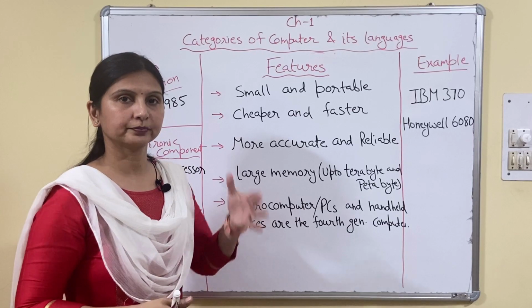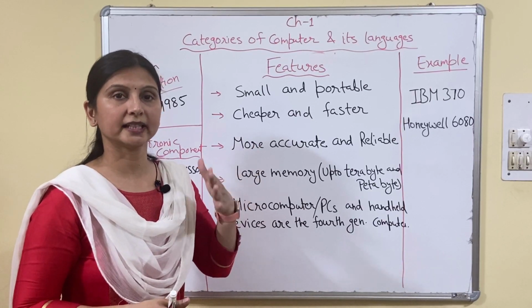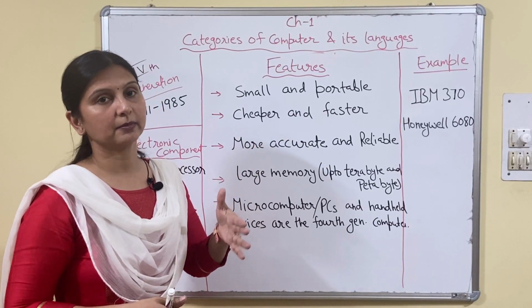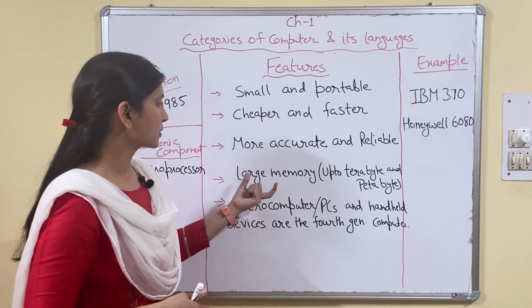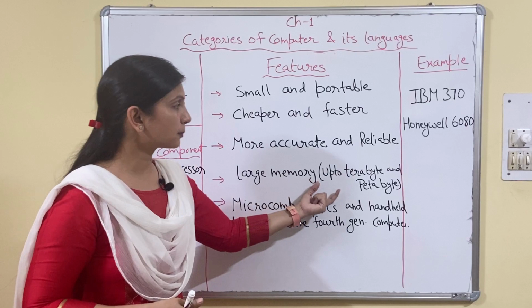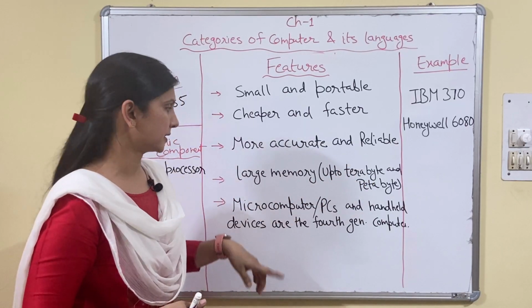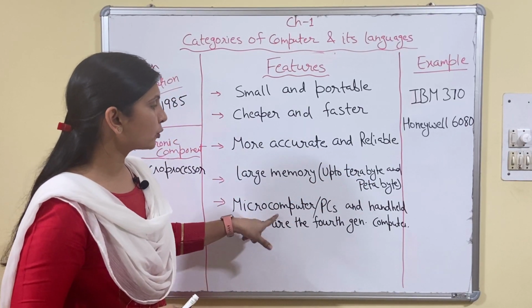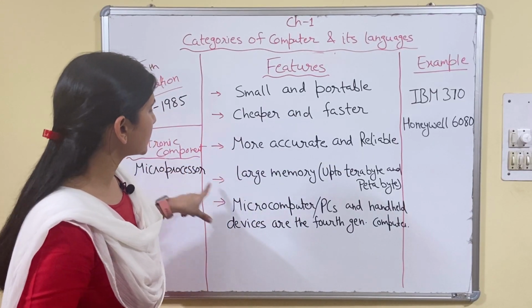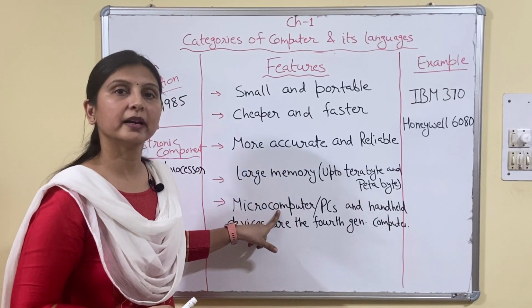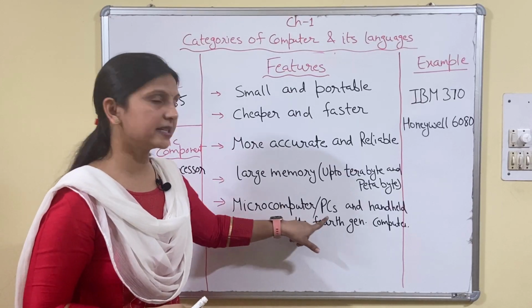I hope you know byte, kilobyte, megabyte, gigabyte. Then after gigabyte, it's terabyte, petabyte. Fine. So it has the large memory up to terabyte and petabyte. Then microcomputer, as the name indicates, microprocessor. Due to microprocessor, we call these computers microcomputer or PCs.